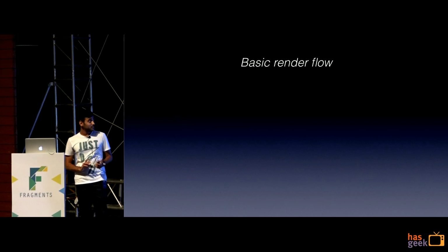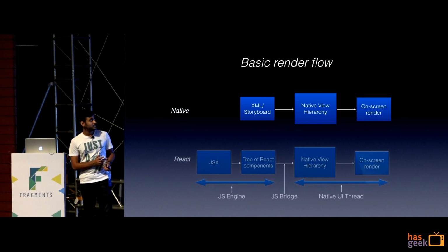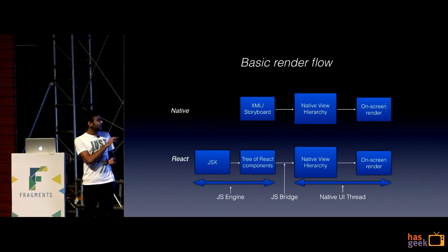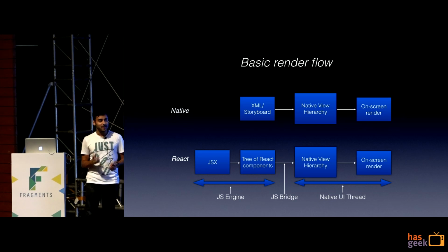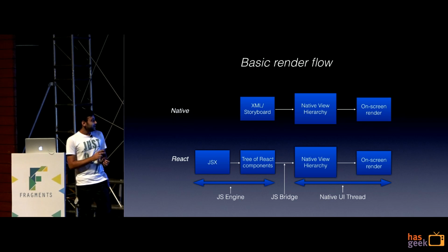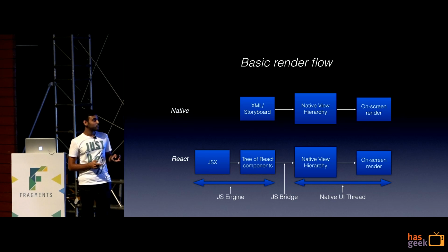Now I'll briefly go over the basic render flow just so you are on track with this. Generally in native, you have an XML or a storyboard that gets mapped into a native view hierarchy of view objects, and they eventually get rendered on screen. In React, there are 2 more steps to it. You write your UI in JSX, similar to the way you declare it in your XML files. JSX is very much similar to XML. That gets converted into a tree of JavaScript objects, and those objects are of type React component.